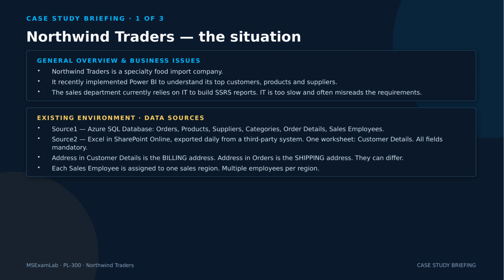Now the data sources. Source 1, Azure SQL Database: orders, products, suppliers, categories, order details, sales, employees. Source 2, Excel and SharePoint Online, exported daily from a third-party system. 1 worksheet, customer details, all fields mandatory. Addressing in customer details is the billing address. Address in orders is the shipping address. They can differ. Each sales employee is assigned to 1 sales region, multiple employees per region.